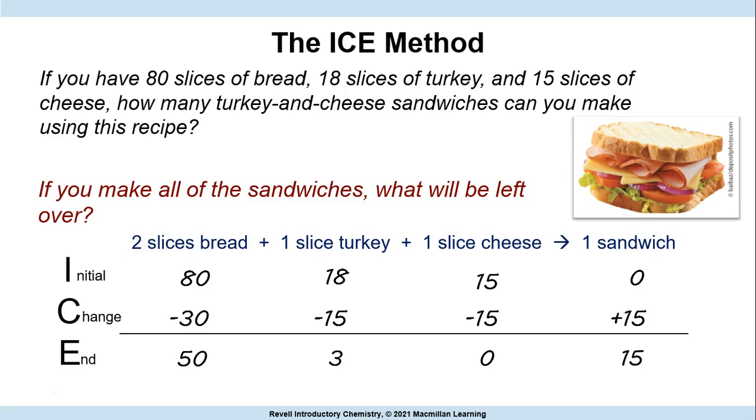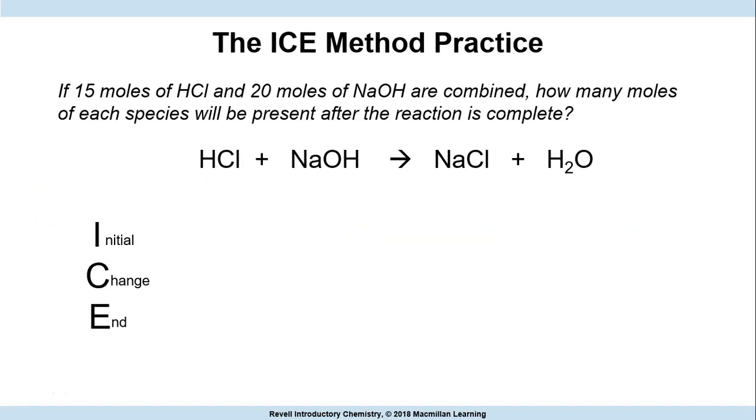So initially, you state out what you have. At the change, for the reactant, you subtract what has reacted. And for the product, it is positive because it is being formed. And at the end, you actually subtract what has reacted from what you initially had. Now, let's use the ICE method to solve this problem here.